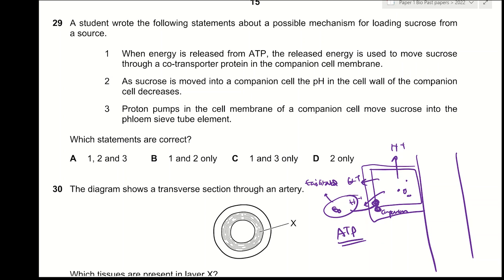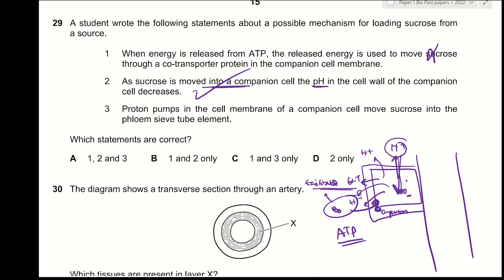One, when energy is released from ATP, the released energy is used to move sucrose through a co-transporter protein. Now, we just said it moves into the companion cell by facilitated diffusion. Therefore, this is incorrect. Two, as sucrose is moved into a companion cell, the pH in the cell wall of the companion cell decreases. Now, this is a bit complicated to understand, but as the proton pumps are pumping hydrogen ions outside the companion cell, this means that there's a higher concentration of hydrogen outside. Therefore, the pH decreases. Now, as sucrose enters the companion cell, more hydrogen ions are pumped outside. Therefore, the pH decreases.